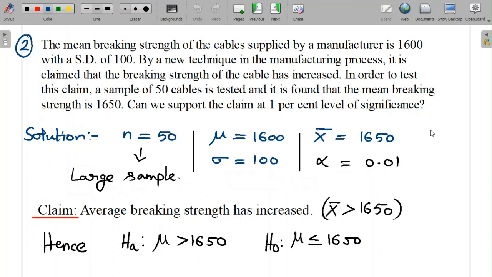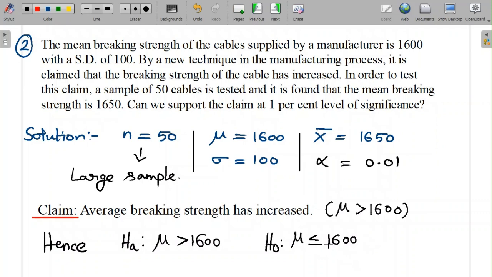The population average, known from the manufacturer, is 1600. The population SD is 100. The sample average has been found to be 1650, and we have alpha at 0.01. Since the claim states that the average breaking strength has increased, the alternate hypothesis will be framed as mu greater than 1600. So its exact opposite, mu less than or equal to 1600, is the null hypothesis.